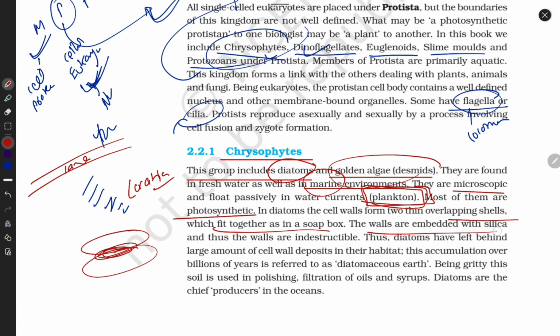Now their wall is embedded with silica, thus the wall is indestructible. Their cell wall and shell are very rigid, very hard and rigid. Next, we can also study in your examination who is called the producer in oceans. Diatoms are an example, and diatoms belong to chrysophytes, and chrysophytes belong to Protista.